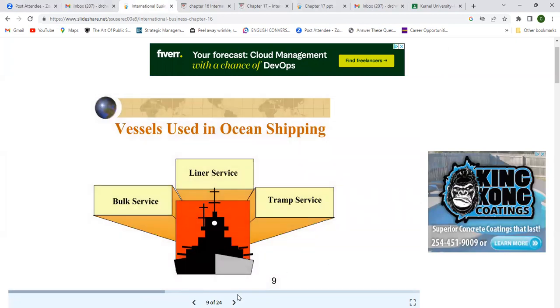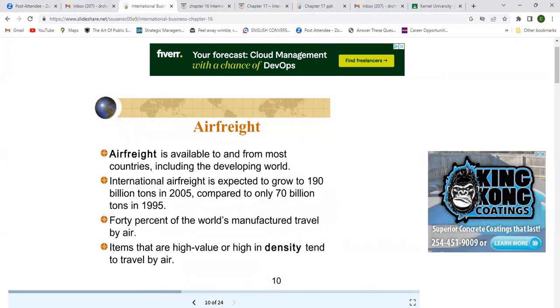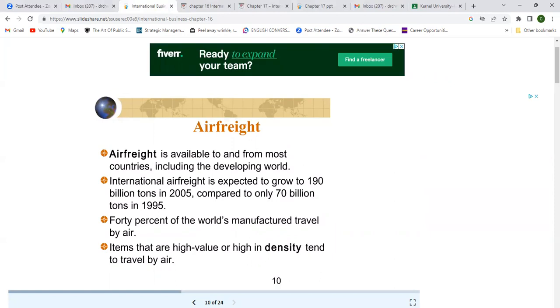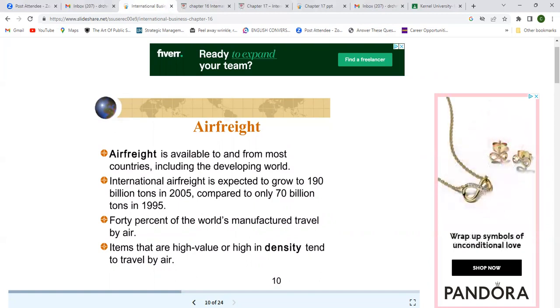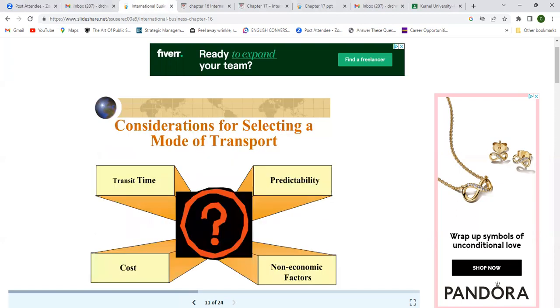Vessels used in ocean shipping: bulk service, liner service, and tramp. Air freight. Air freight is available to most countries, including the developing world. International air freight is expected to grow to 190 billion tons in 2005, compared to only 70 billion tons in 1995. 40% of the world's manufactured goods travel by air. Items that are high in value or high in density tend to travel by air.